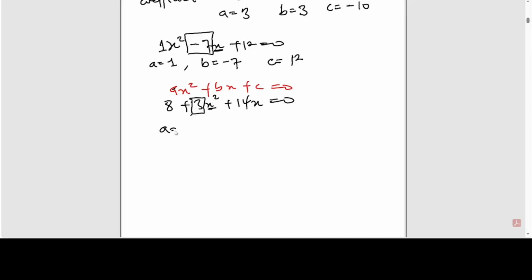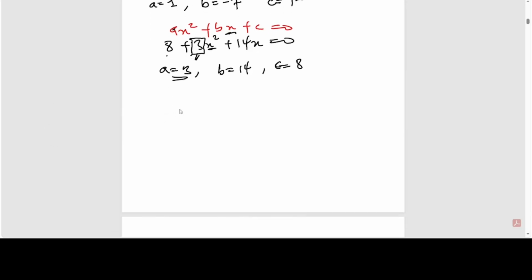The number multiplying x squared is a. So over here, our a is equal to 3. Our b is the number multiplying x, so that is 14. And then c is the constant that multiplies no x, and that is 8 over here. And here again, the leading coefficient is 3 and not 8. The leading coefficient is not the number leading the expression or the equation, but the number multiplying x squared. So our leading coefficient in this equation is 3.